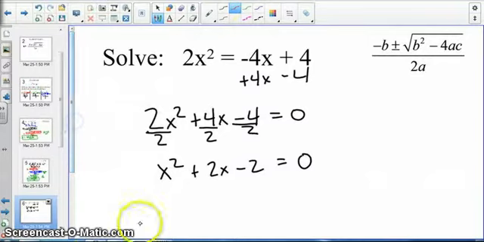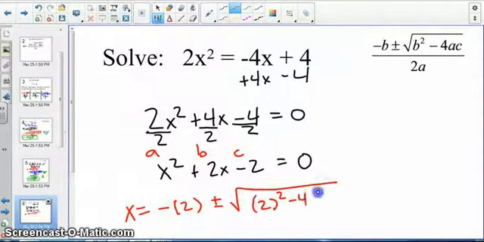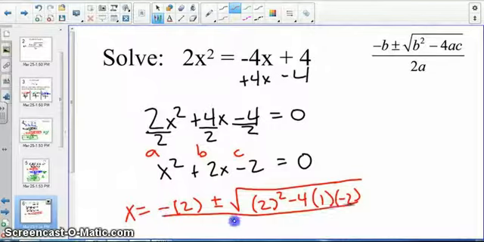Okay, so x equals, a, b, and c. So negative b, so negative 2 times positive 2, plus or minus square root b squared, so 2 squared minus 4 times a, which is 1, times c, which is negative 2, all over 2 times a.